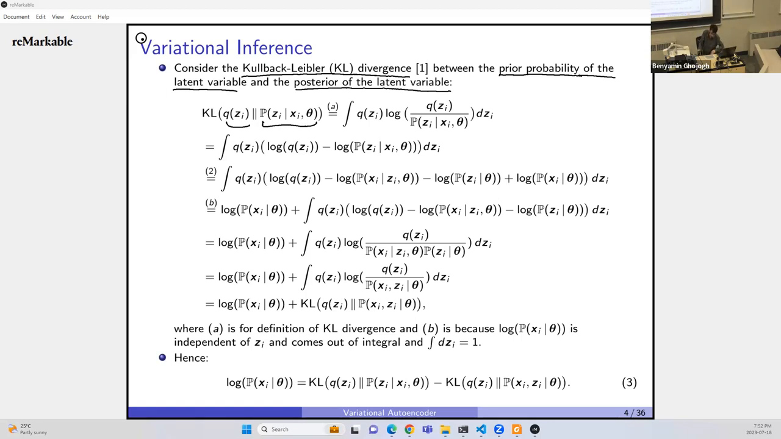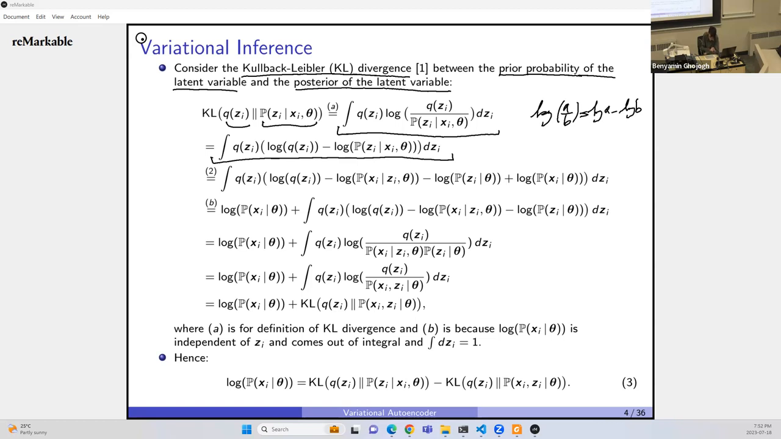Let's see. Okay, according to the definition of KL divergence, I have this. This is the definition of KL divergence. Note that KL divergence is not symmetric. Okay, and this is continuous KL divergence, right? That's why we have integral. And now I'm using this formula: logarithm of A over B is logarithm of A minus logarithm of B, to write it in this way, right? Okay, then what do we do?